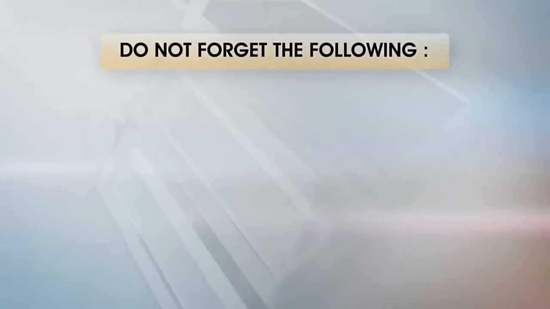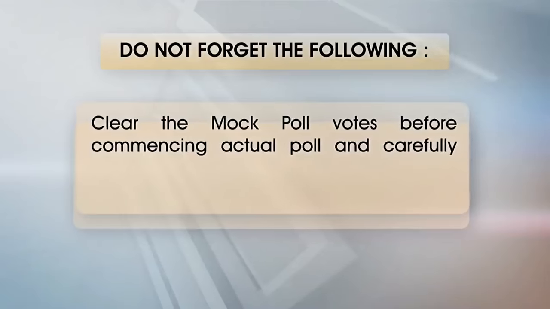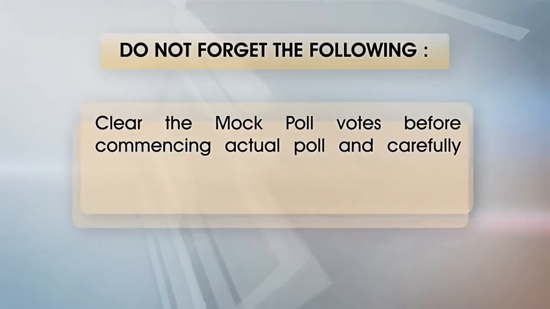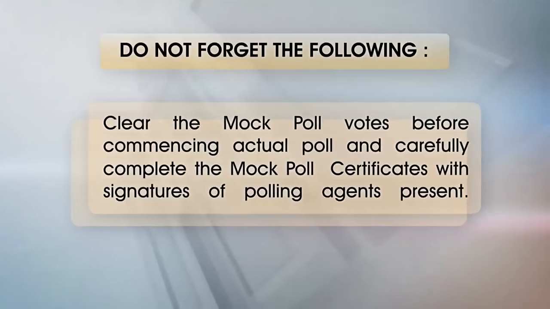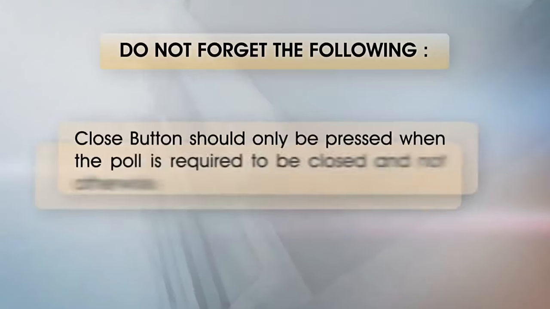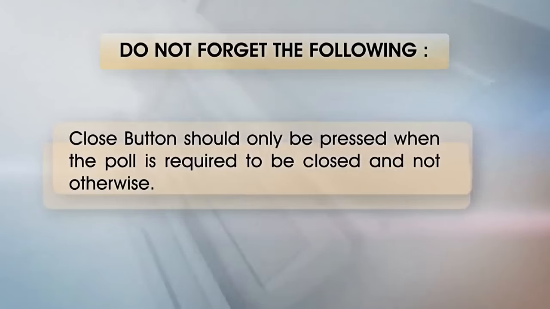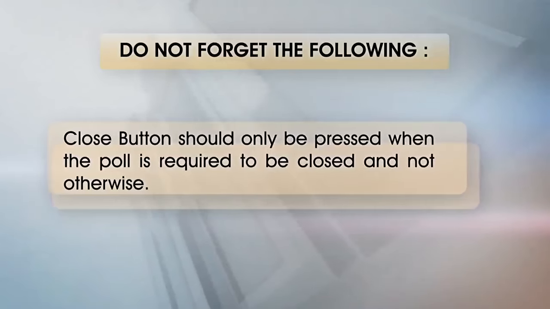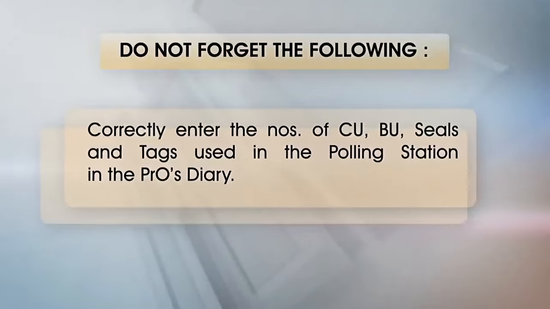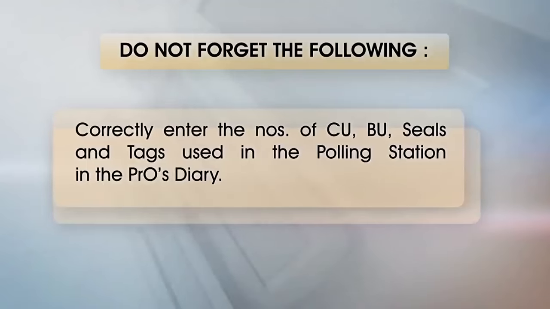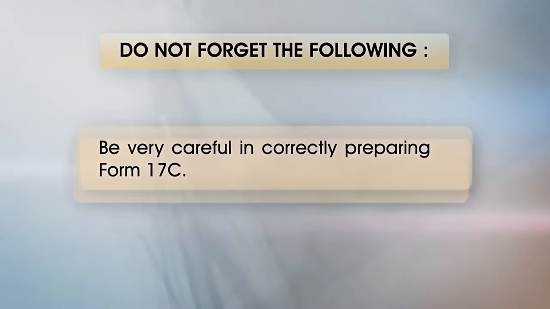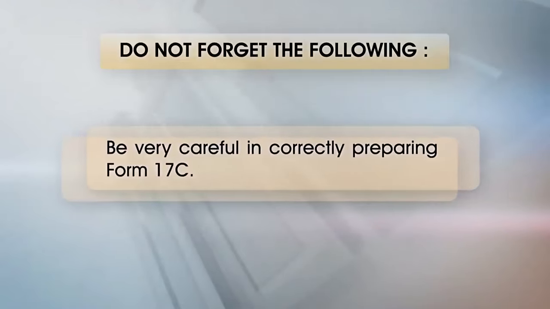Do not forget the following. Clear the mock poll votes before commencing actual poll and carefully complete the mock poll certificates with signature of polling agents present. Close button should only be pressed when the poll is required to be closed and not otherwise. Correctly enter the numbers of CU, BU, seals and tags used in the polling station in the PRO's diary. Be very careful in correctly preparing Form 17C.